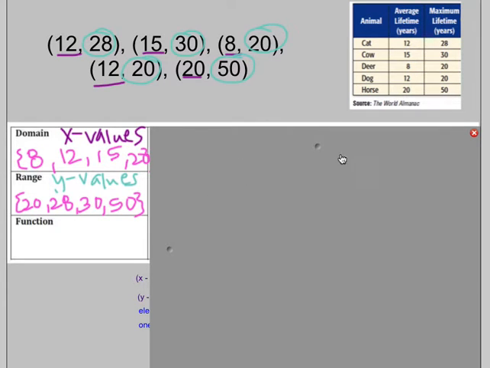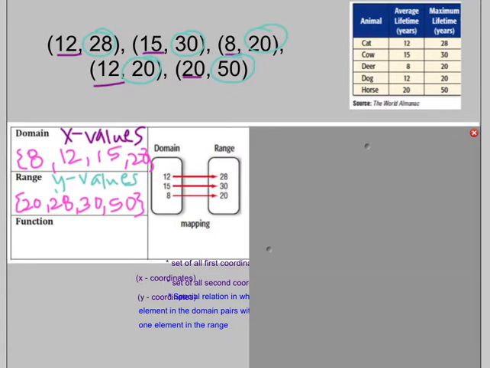Domain and range can be represented as a mapping. Okay, so here is a mapping. If you look, we have the ordered pair 12 to 28. So here's my domain, and it maps to 28. Okay, I have the ordered pair 15. It maps to 30, and then 8 maps to 20. So this is an example of a mapping, just so you know what that will look like.